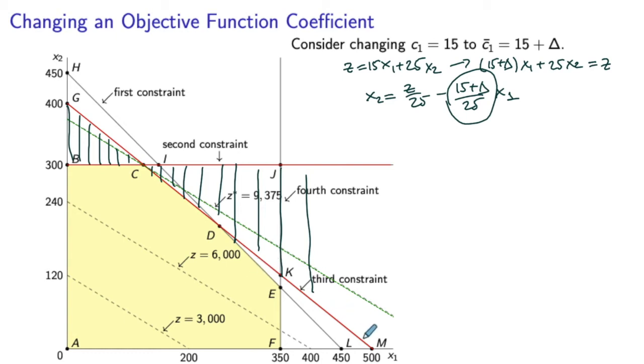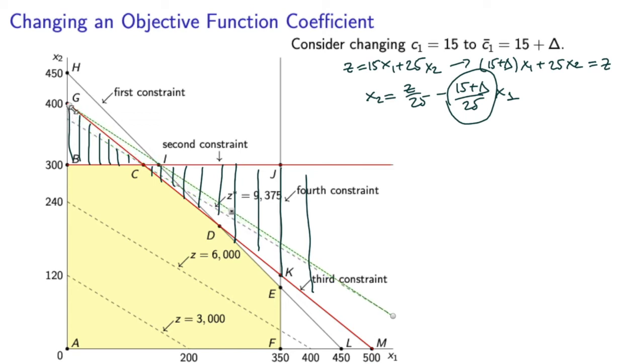Okay, so for the third constraint, the slope is negative 4/5, and for the second constraint, the slope is 0. And clearly the slope of the isoprofit line, which is given by negative 3/5, is between the negative 4/5 and 0. And as long as the slope of the isoprofit line is sandwiched between these two slopes here, we will still have the optimal point at C.